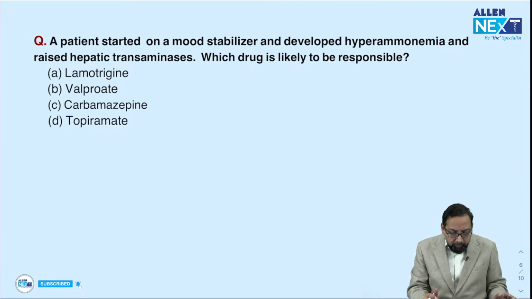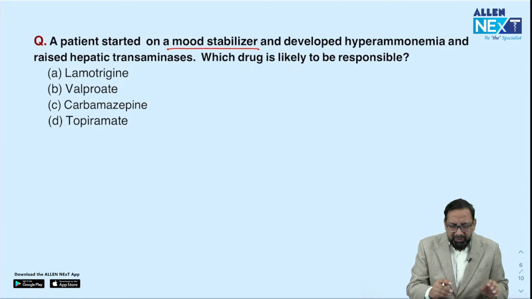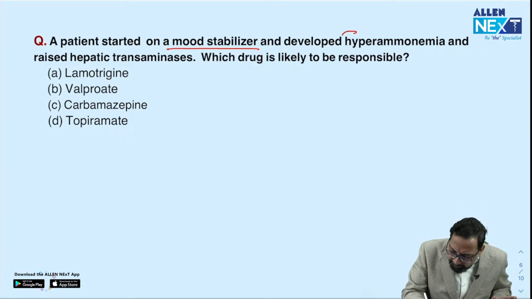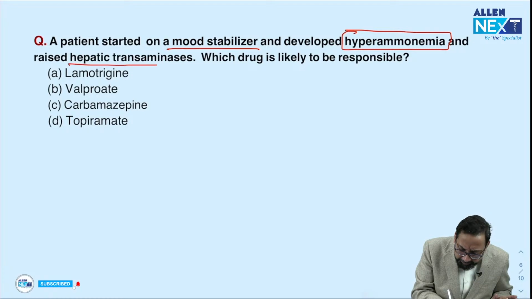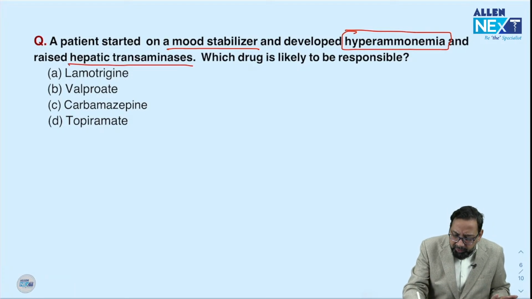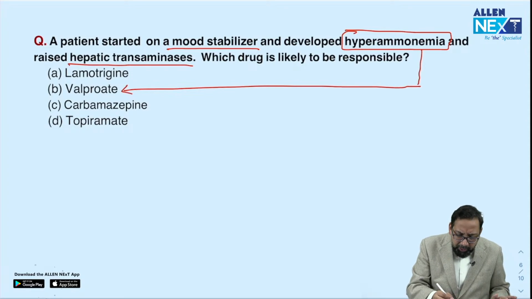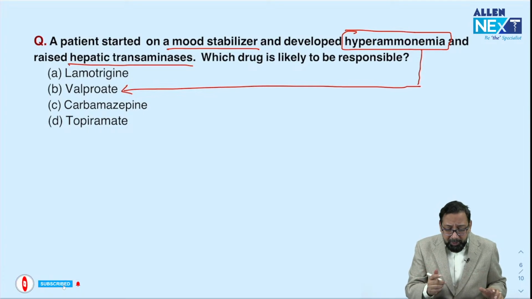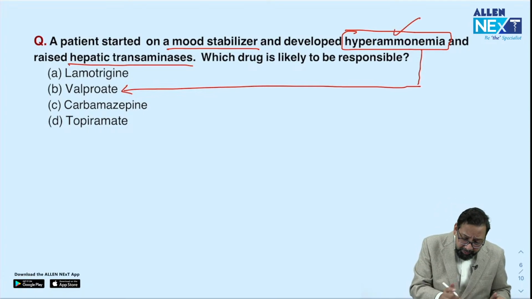Now, a patient started on a mood stabilizer, this is a repeat question, developed hyperammonemia. Hepatic enzymes are increased. Without second thought, hyperammonemia suggests valproate. Hepatic transaminase may increase with carbamazepine and other drugs also, but hyperammonemia is quite suggestive of valproate. So the answer is B.